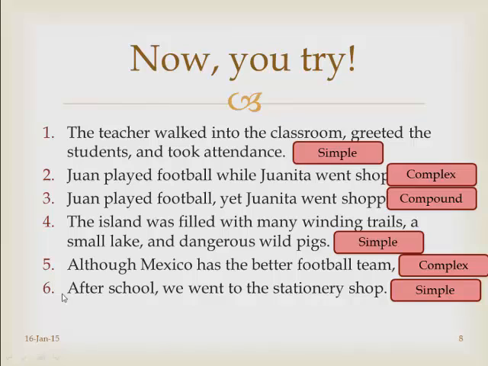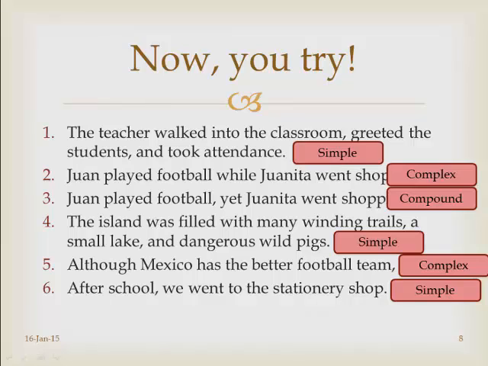Good question. But look at after, the subordinator after. It's just school. Is this a clause? Does it have a subject? Does it have a verb? No, it doesn't. So this is actually just a phrase. It is not a clause. So therefore, we went to the stationery shop is one single independent clause. After school is just a phrase, and it's not another dependent clause. Therefore, it is a simple sentence.